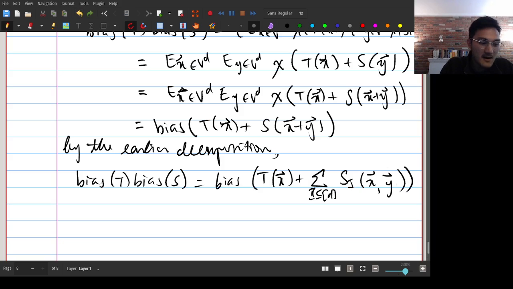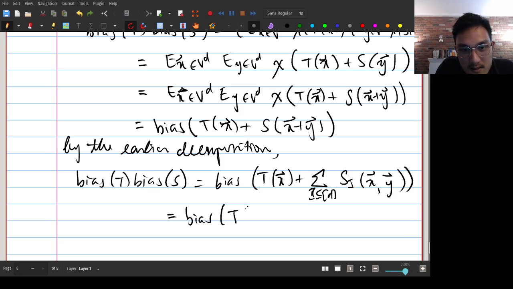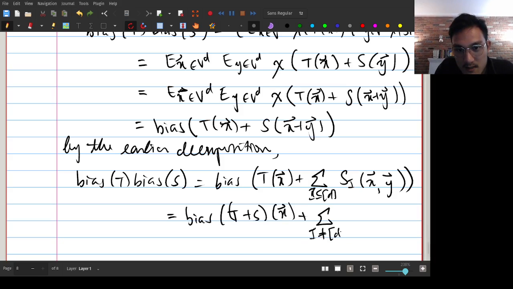Okay, and now let's pull this out. There's one term in here that's just S of x. We want to prove a bound on T plus S, right? So it would be really nice if we can get a T plus S somewhere in here, and we can by doing this. So T plus S, and then on this side, it's all I that are not equal to D, because we took out the D term, S_I of x, y.